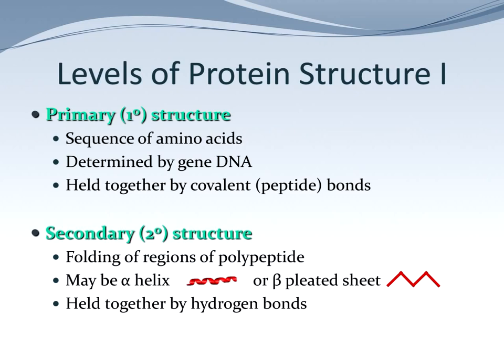The secondary structure of a protein is where this polypeptide chain is folded even further into one of two different shapes. One type of secondary structure is called an alpha helix and looks like a spiral. The second type of secondary structure is called a pleated or beta pleated sheet and looks like accordion pleats in a skirt. Both of these secondary structures are held together by hydrogen bonds.